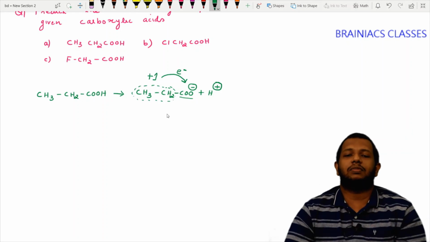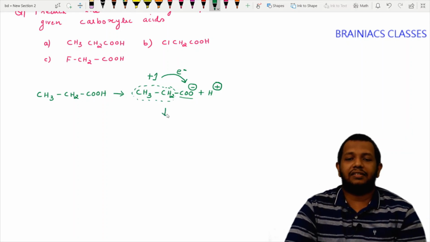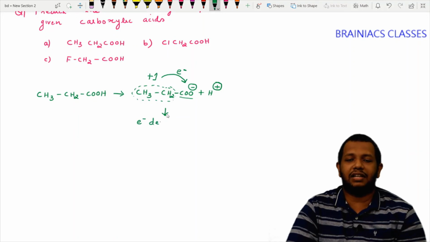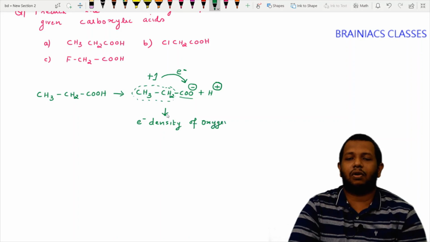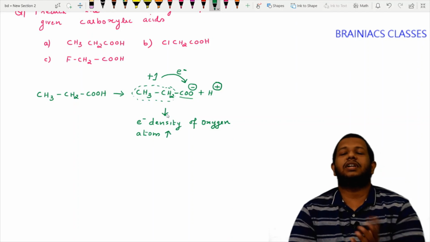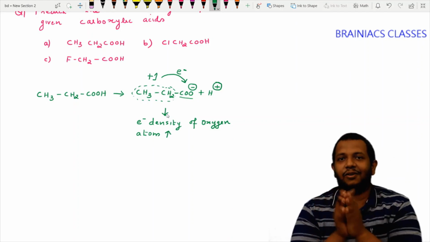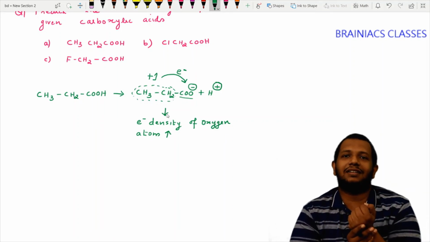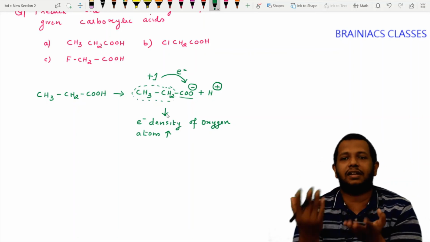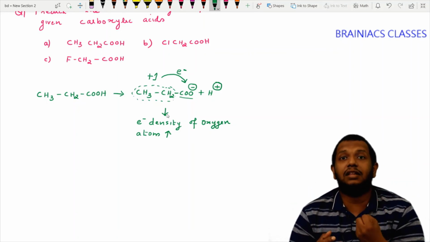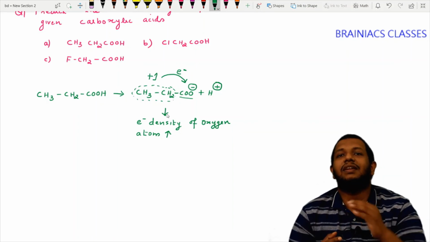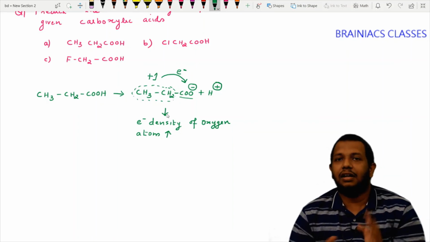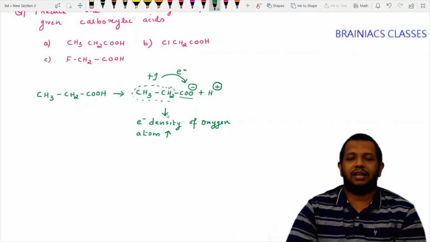So what is basically happening because of this? The result is that the electron density of the oxygen atom increases. Now tell me, if the electron density on the oxygen atom is increasing, what will it try to do? If the magnitude of the negative charge is increasing, it will try to attract the opposite charge, that is H plus. Then it will keep attracting the released H plus. That means the acidic strength is lower, correct?